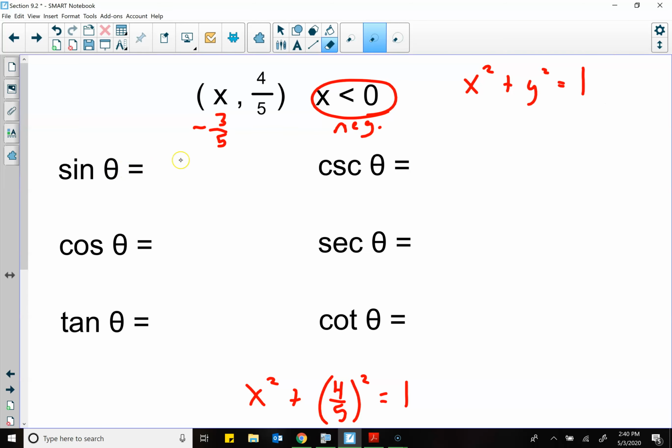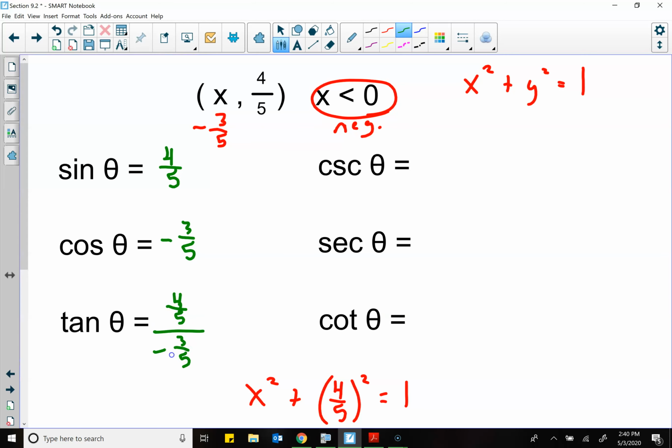Okay, so sine is the y value. So that's 4/5. Cosine is the x value. Well, we just figured that out. That's negative 3/5. Tangent is y over x. So that's 4/5 divided by negative 3/5.